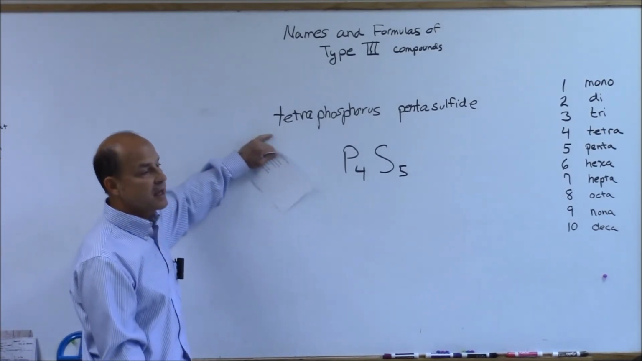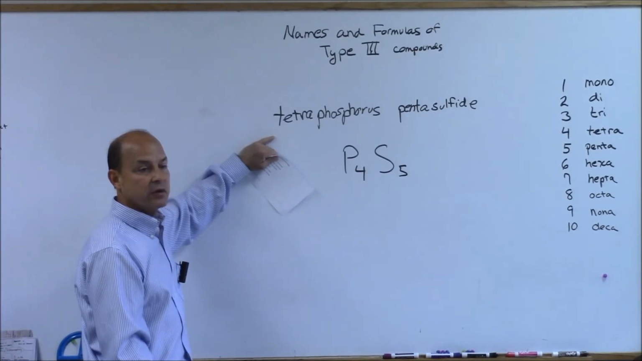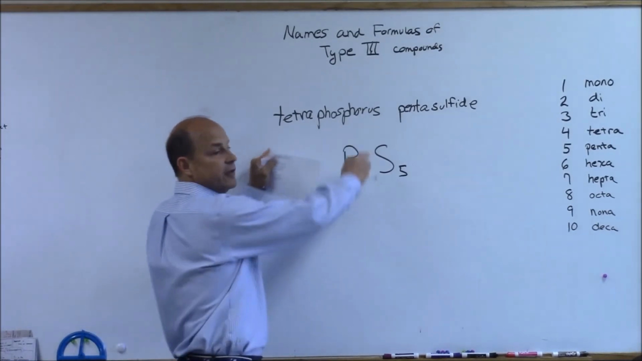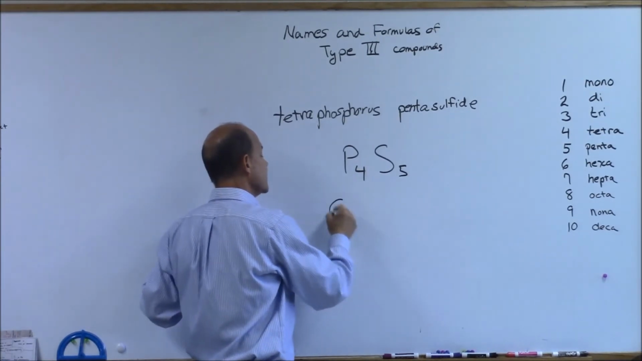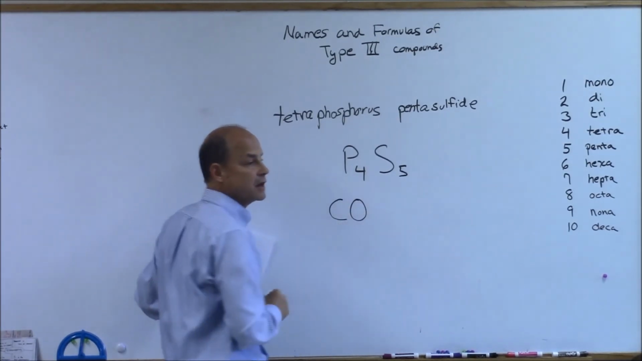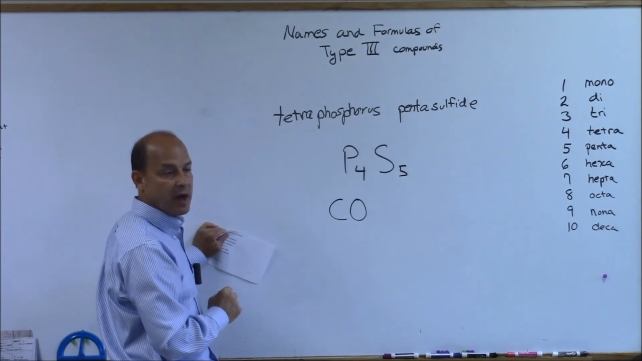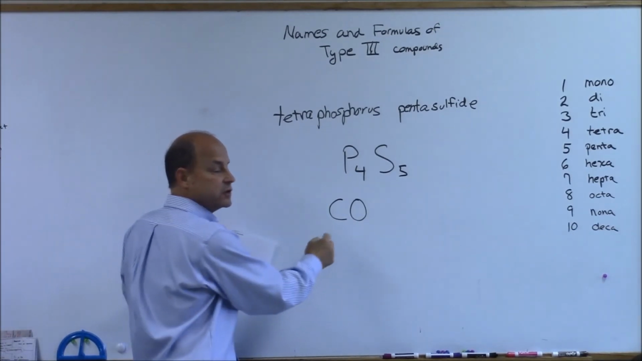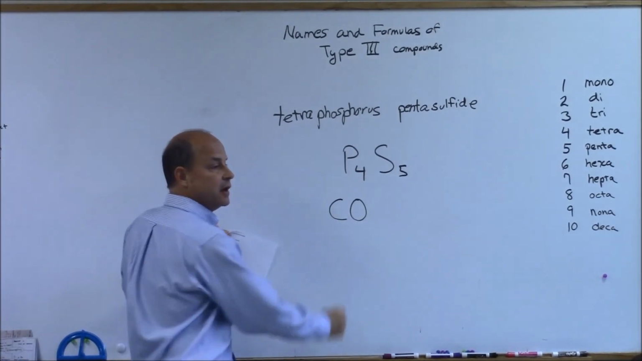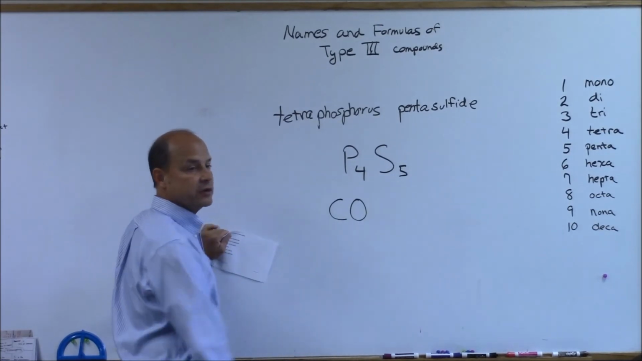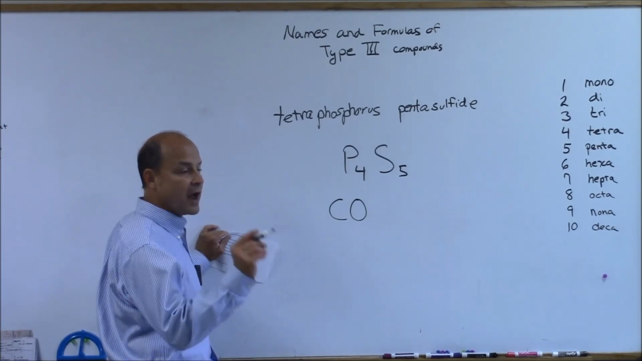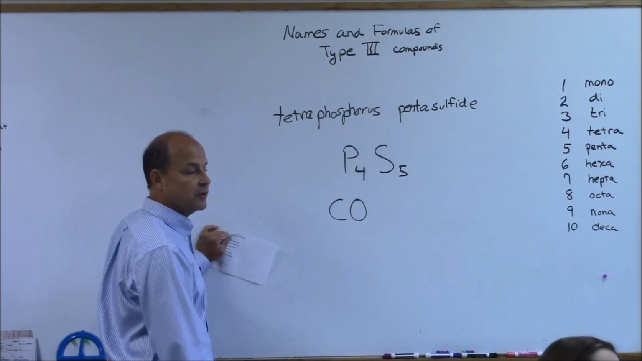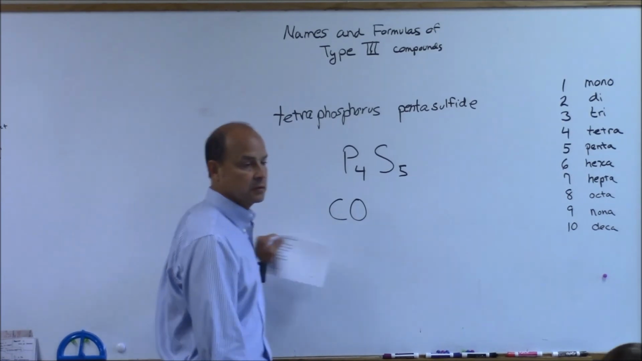Now, there's a couple other rules that you'll see on your sheet. We don't say mono if there's only one of the first element, right? So we don't say monocarbon monoxide. We just say carbon monoxide. So if there's just one of the first element, we don't say mono. I think that's the only other rule that's going to hang you up. So if you would, go ahead and practice those examples on your worksheet. Okay.